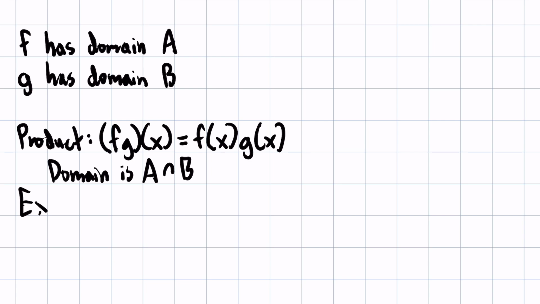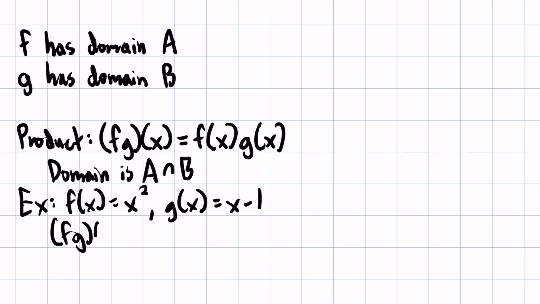So for an example, let's let f of x equal x squared and g of x equal x minus 1. Then fg of x is just going to be x squared times x minus 1, which comes out to x cubed minus x squared.